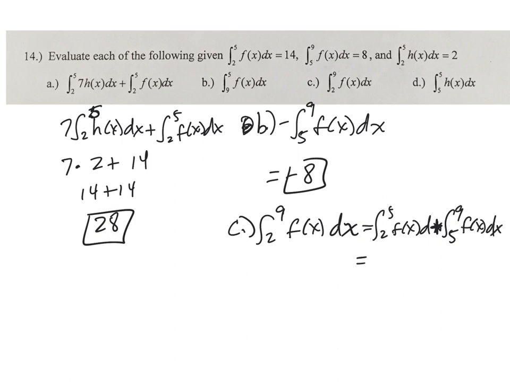So that will give us the integral from 2 to 5 of f of x dx is 14. The integral from 5 to 9 of f of x dx is 8. And then 14 plus 8 is 22.